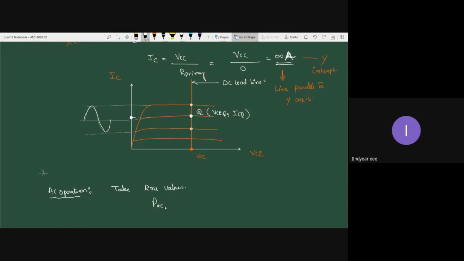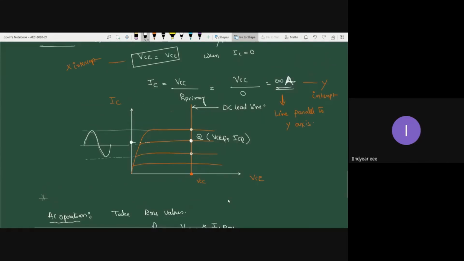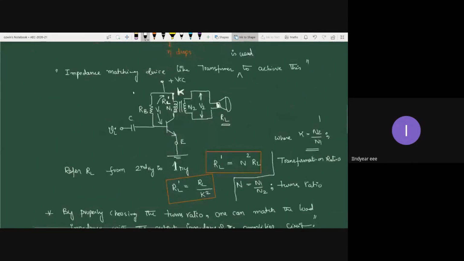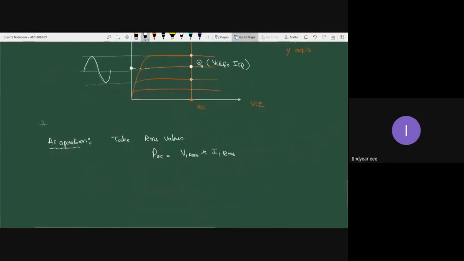We can write PAC is equal to V1 RMS into I1 RMS. I think V1 I have already marked. Yes, V1 is here. So this is I1, the primary current, and this is I2, the secondary current. The RMS values, V1 RMS into I1 RMS. This also can be written as I1 RMS square into RL, or V1 RMS square divided by R. So that is the power equation of AC.